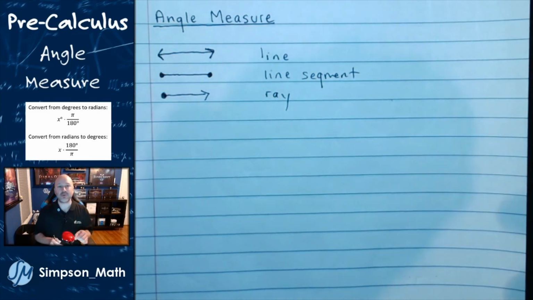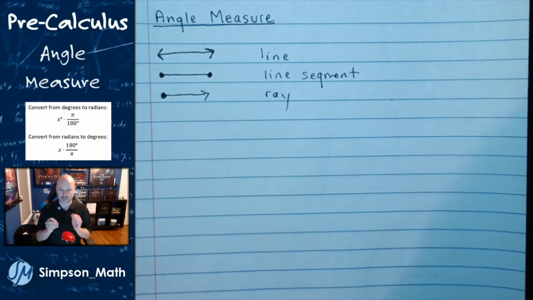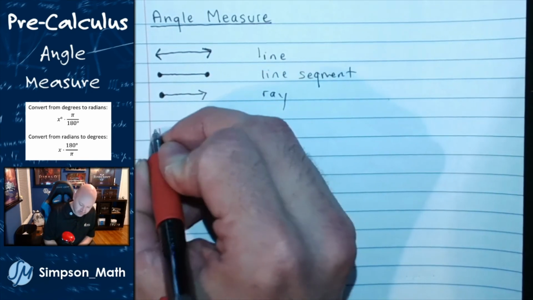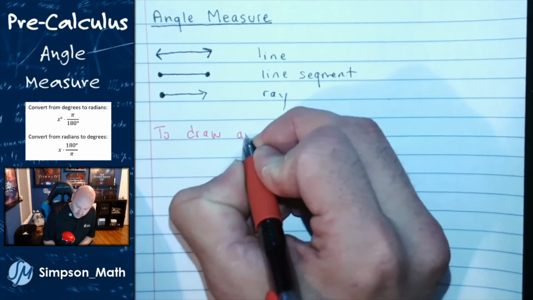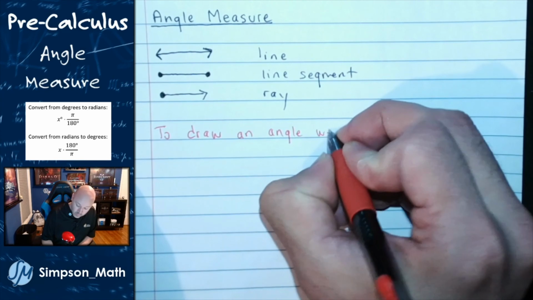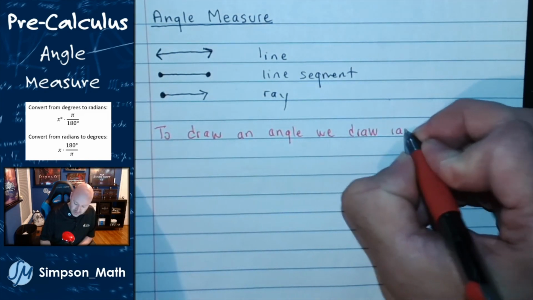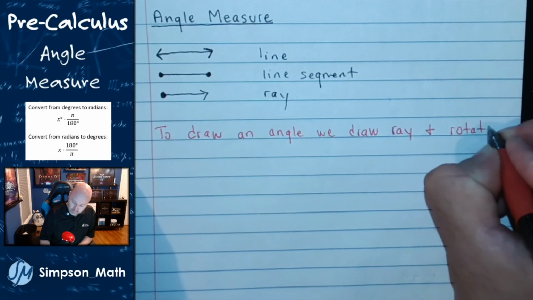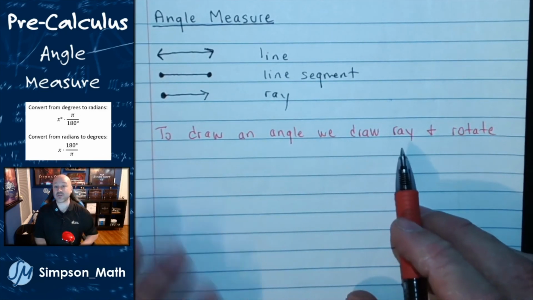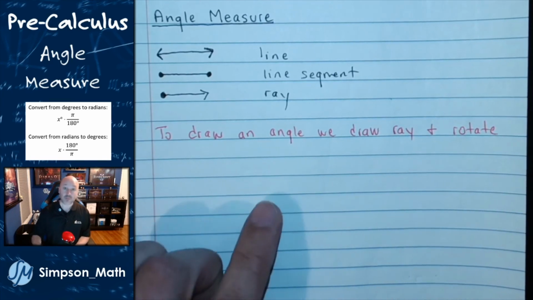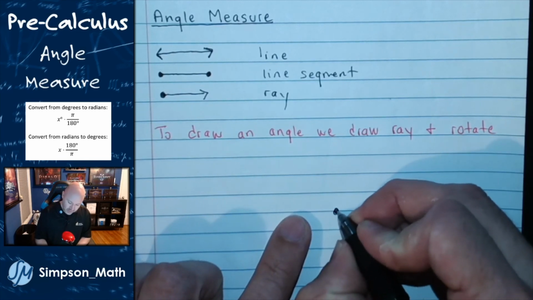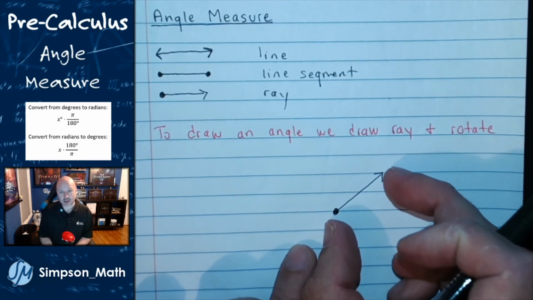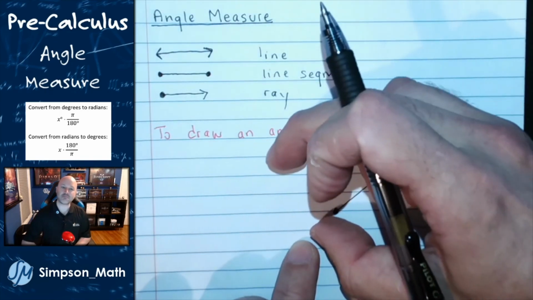All right. In order to create an angle, or to physically draw an angle, we're going to start off with a ray. So I'm going to talk about how to create an angle. To draw an angle, we draw a ray first, and then we rotate that ray about that endpoint. So I'm going to draw some random ray out in space, somewhere like over here, and then I'm going to rotate it. That just means I'm going to pick it up, rotate it about the endpoint, and then stop.